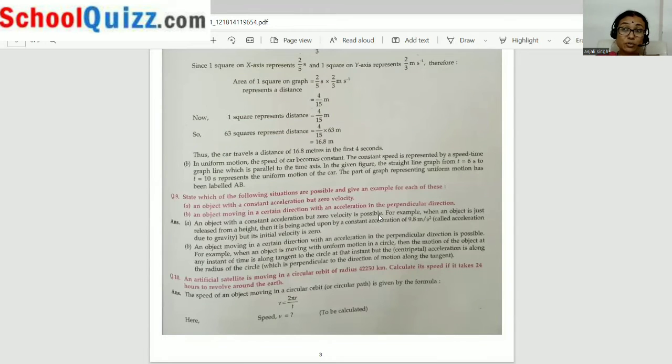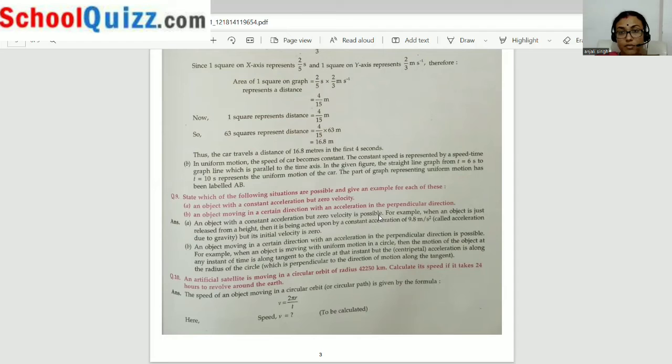Means velocity is zero. Means what? The constant acceleration. Where you will see the constant acceleration: where the object is moving with 9.8 meter per second squared, means acceleration due to gravity is working. Like when I throw this pen upside, the velocity is changing constantly. But when it comes to the ground, the velocity will be zero and it is moving with the acceleration of 9.8. Clear?